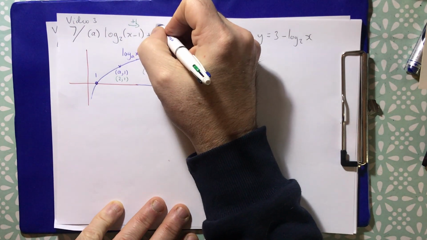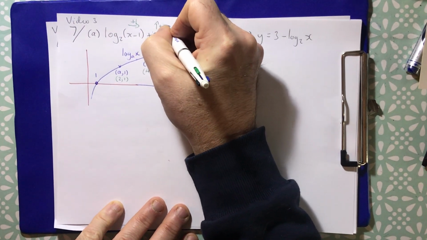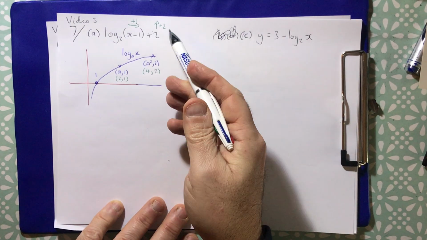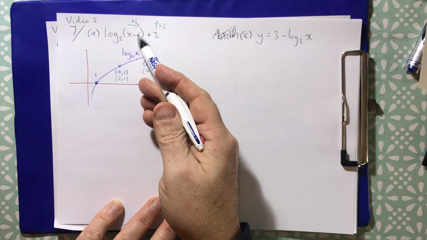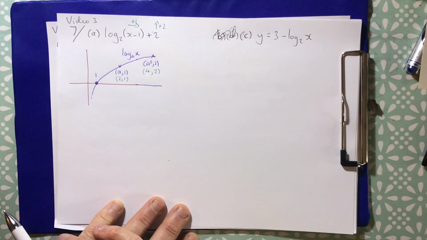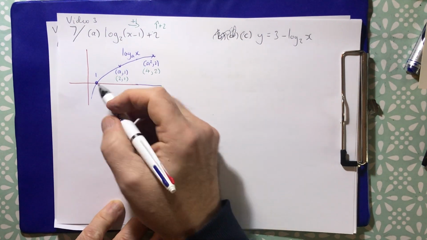And then after that, what we're doing is we're going up by 2. So we'll be adding 2 to the y coordinate. Okay, so that adds 1 to the x coordinate of your points. This adds 2 to the y coordinate. So, what have we got?